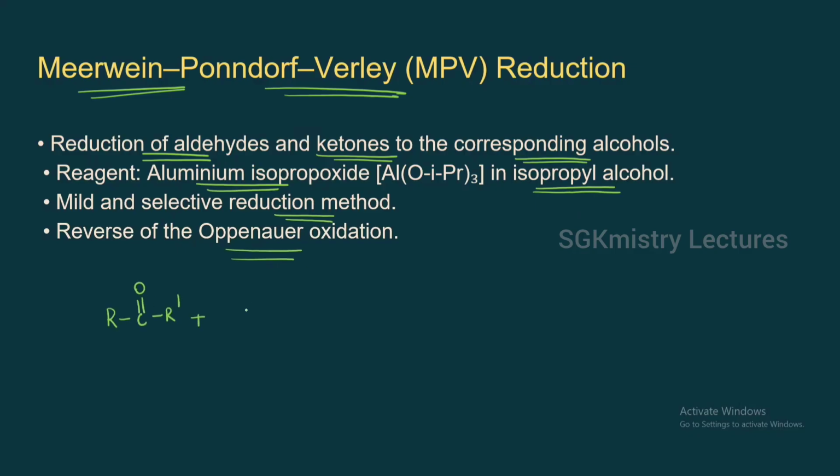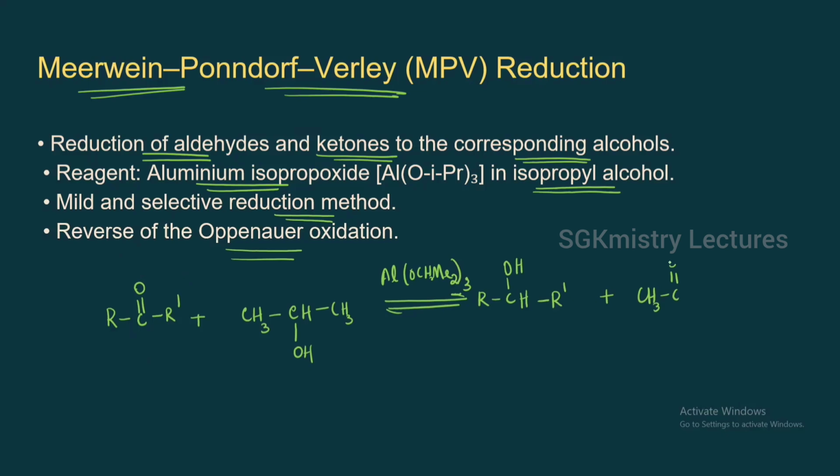So R-CO-R' in the presence of isopropanol, so we are going to write it as CH3CHOHCH3, and of course, we are going to take the aluminium isopropoxide, Al(OCHMe2)3. So this is the aldehyde or the ketone. In this case, we have taken the ketone. So carbonyl compounds are reduced to the alcohols. Since I have taken the ketone, I have to write it as R-CHOH-R'. Along with that, we get the acetone. Okay, so this is with respect to the MPV reduction.